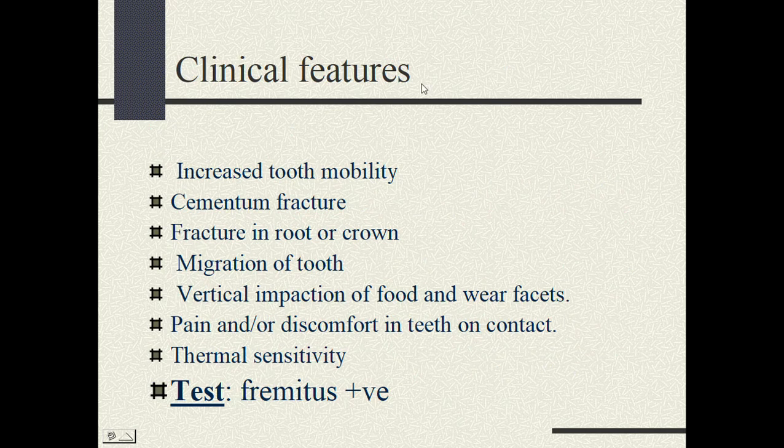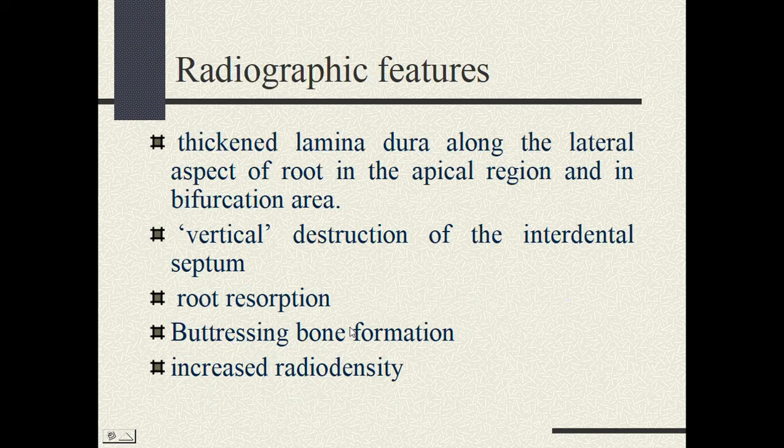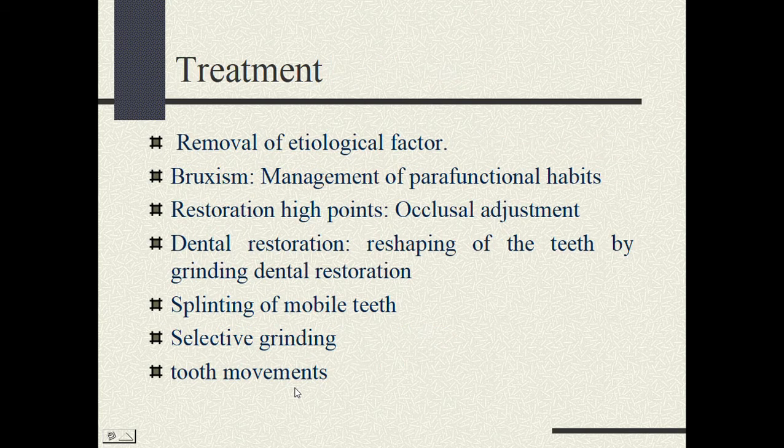Coming on to the clinical features: increased mobility, cementum fracture, fracture in root or crown, migration of teeth, vertical impaction of food or wear facet, pain and discomfort in the teeth, thermal sensitivity, and Tremeter's test is positive. Radiographic features: thickened lamina dura, vertical destruction of interdental septum, root resorption, buttressing bone formation, increased radiodensity.